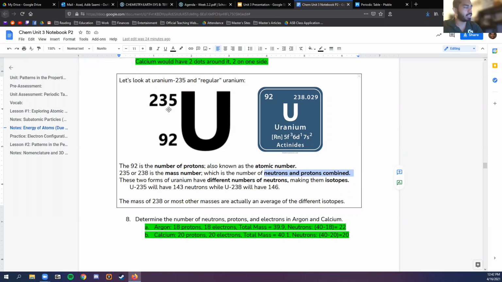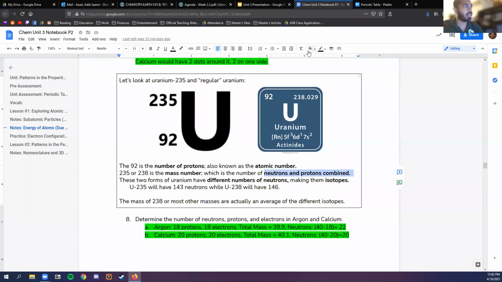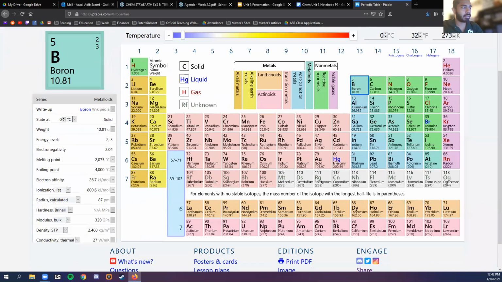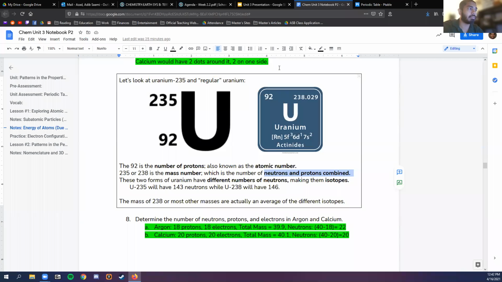And this is that notation. This is something we called AZX notation. The mass goes on top, the protons go on bottom, and you just subtract the 2 to get your neutrons. And so some chemicals will have a parenthesis around them. That's because we don't know the exact number of neutrons that they'll have. We don't know their exact mass, because sometimes they're just isotopes. And so uranium has 2 forms, and those are isotopes. They have different numbers of neutrons.